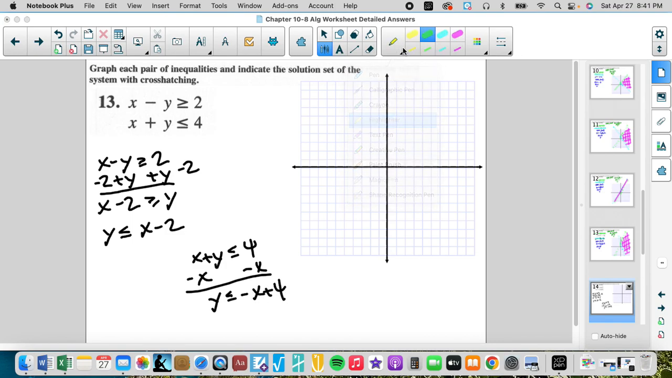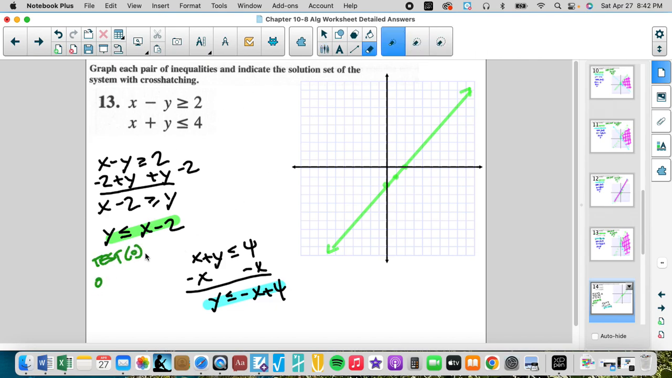Let's give each one a color. We'll make that green, make you blue. Green has equal signs, yay! -2, closed circle, slope up 1, right 1, up 1, right 1, solid line through here. Testing the point, test 0, 0 is 0 less than or equal to 0 minus 2, is 0 less than or equal to -2. That's false. So we're going to shade the green away.